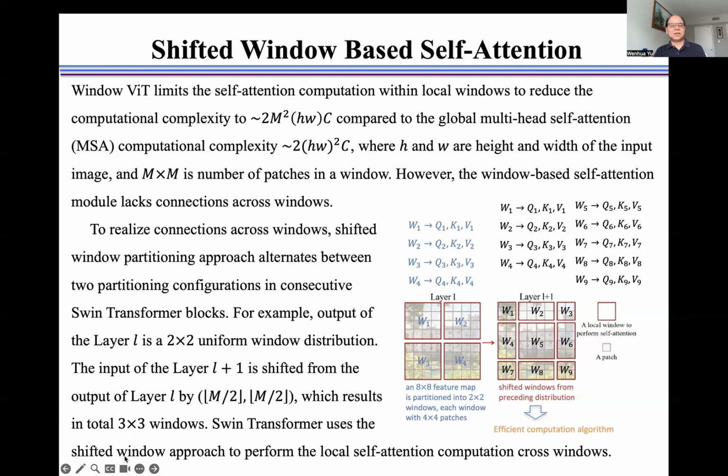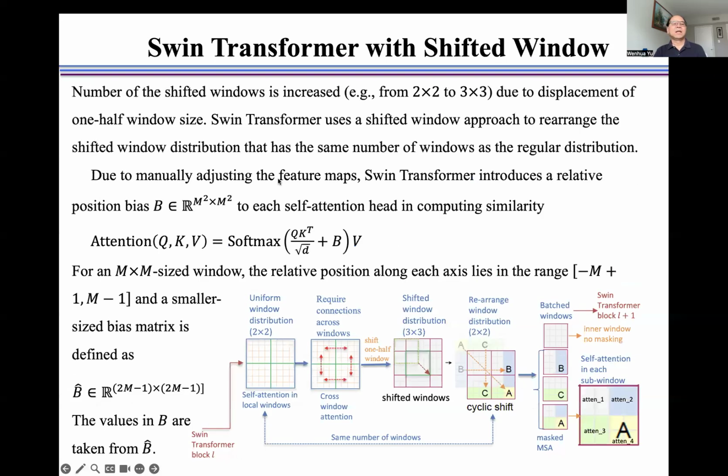Swin Transformer uses a shifted window approach to perform the local self-attention computation across windows, defining 9 groups of Q, key, and V for each local window, as shown here. The number of shifted windows is increased, for example, from 2x2 to 3x3 due to the displacement of half the window size. Swin Transformer uses a shifted window approach to rearrange the shifted window distribution so that it has the same number of windows as a regular distribution, as shown here, this regular uniform window distribution.